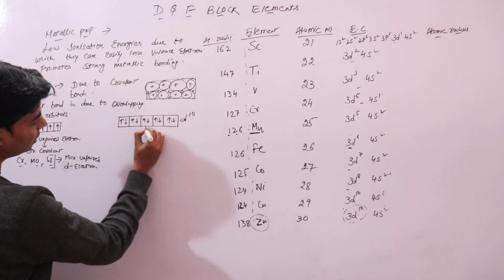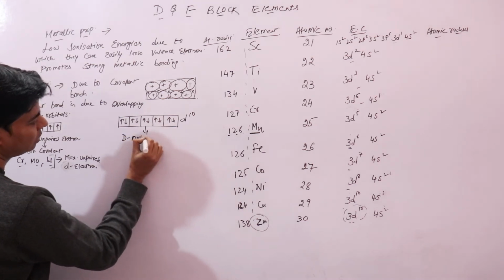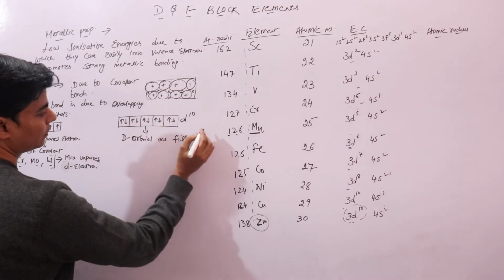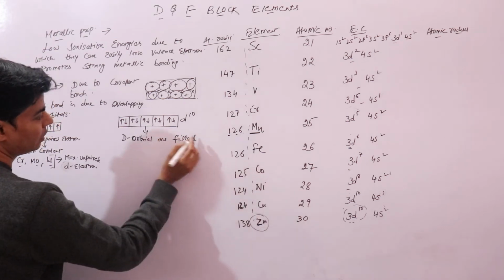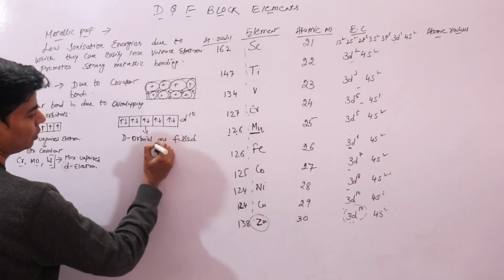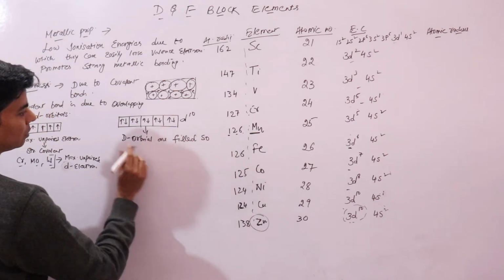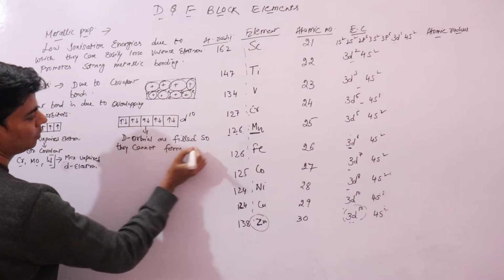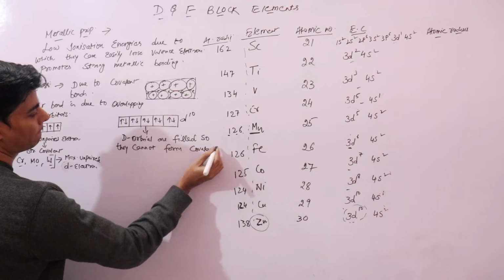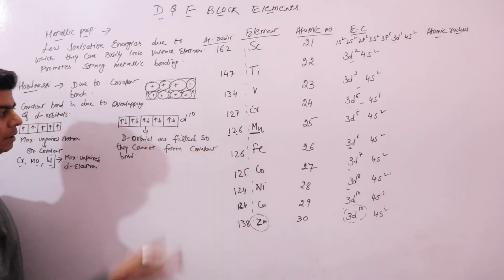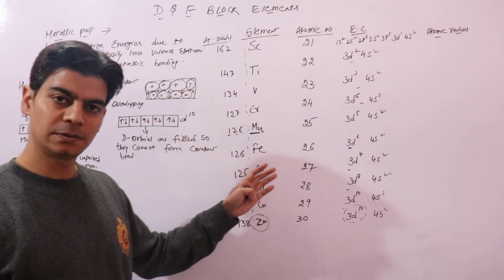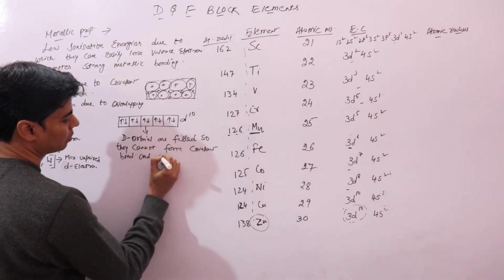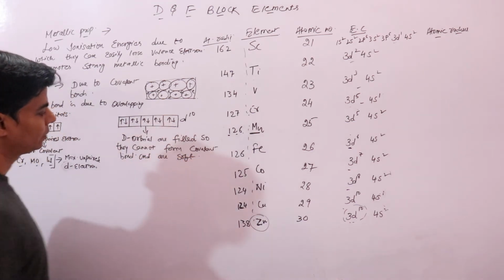Because all d orbitals are filled, or contain paired electrons, they cannot form covalent bonds, right? Because they will not overlap with other d orbitals to form covalent bonds. So they do not form covalent bonds and are soft.